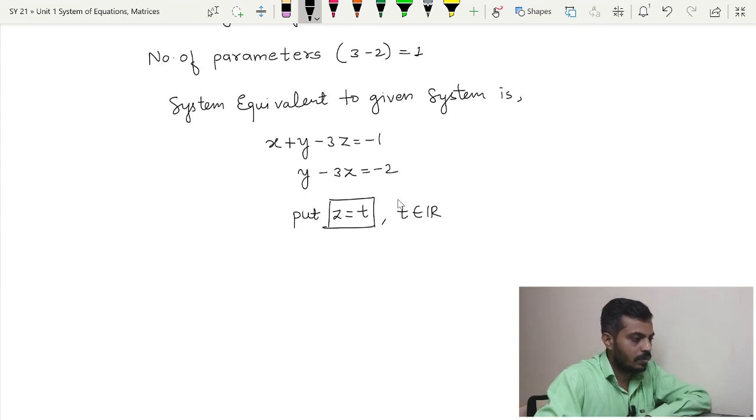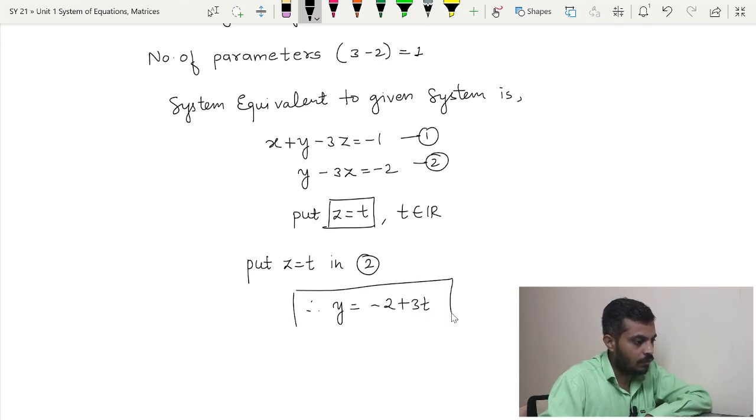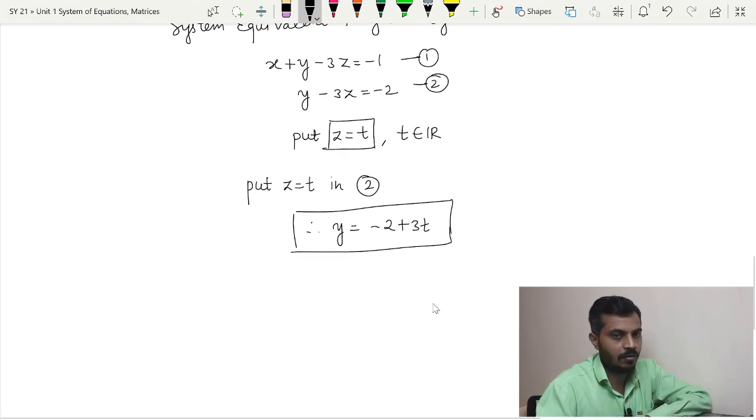Now we will put z is equal to t in equation 2. Therefore, what will be my value of y? My value of y will be minus 2 plus 3t. Now we got the value of y. Now I will put the values of y and z in 1 to get the value of x.